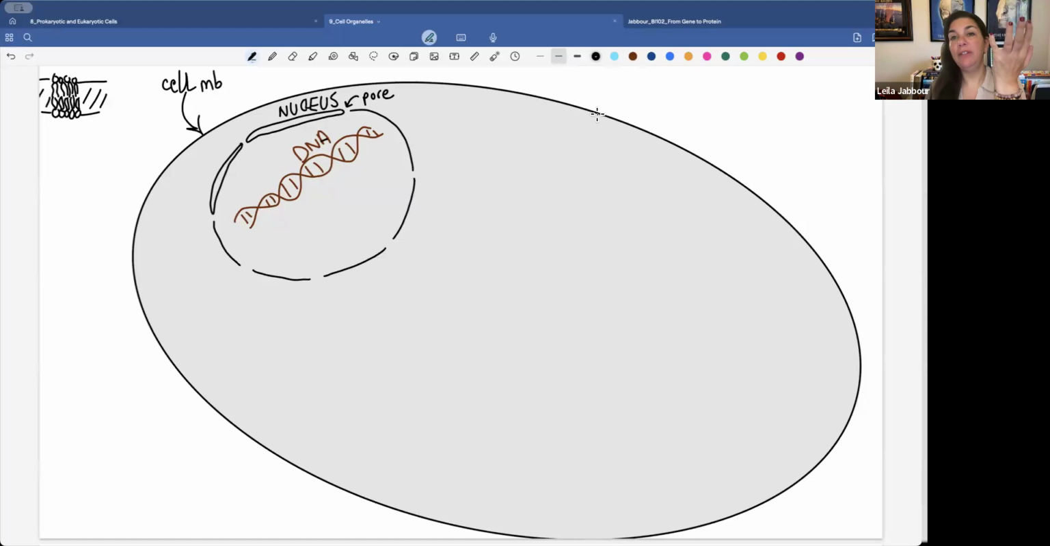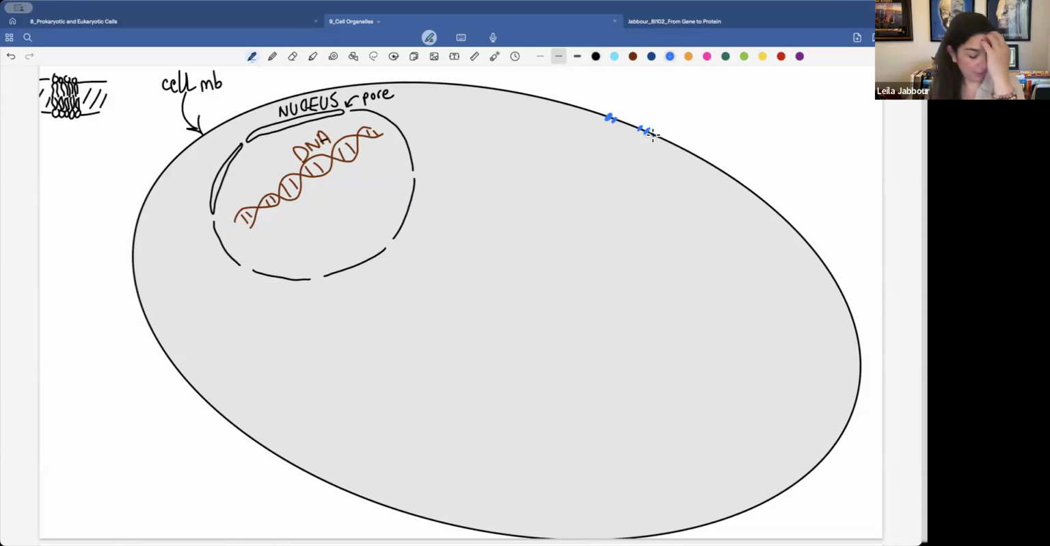For example, if it needs more protein channels in the membrane, we talked about protein channels in a previous chapter. These are little proteins embedded in the membrane. Let's do them in blue, like this. What if the cell needs more of these protein channels?